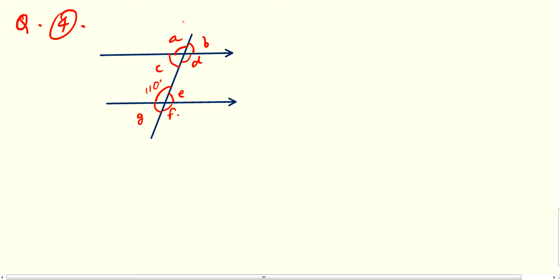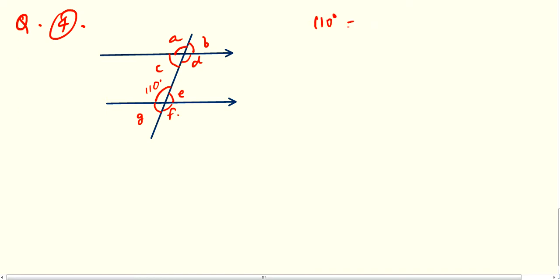Question number 4. In the given figure, find the measure of unknown angles. So only we know about that this 110 degrees constant and A, B, C, D, E, F, G, which we have to find. So the concept is simple. You can solve this question and you can find the values of these unknown angles by using simple concepts. So the first one is what?